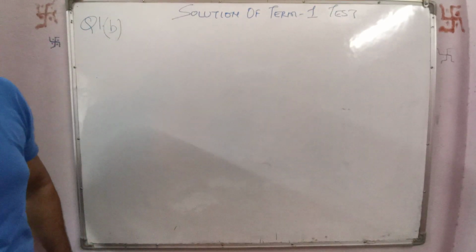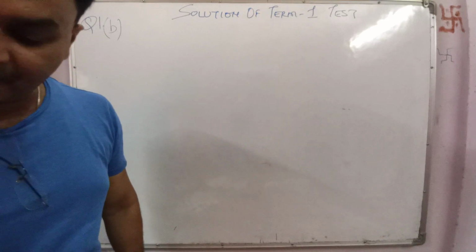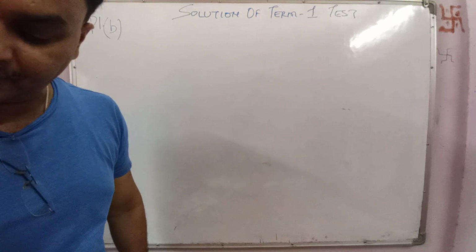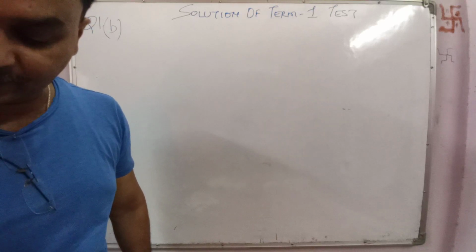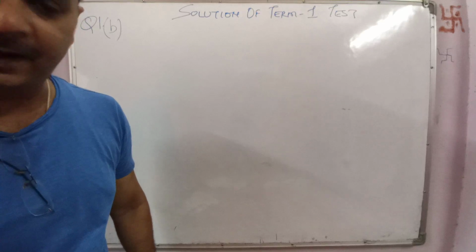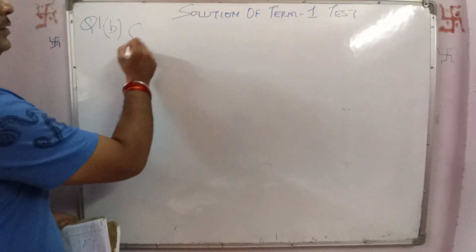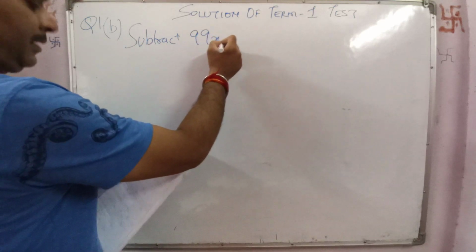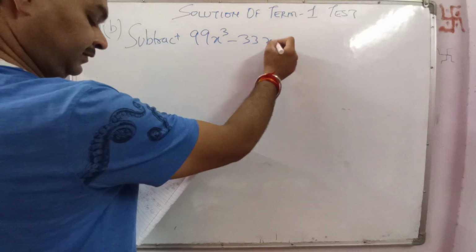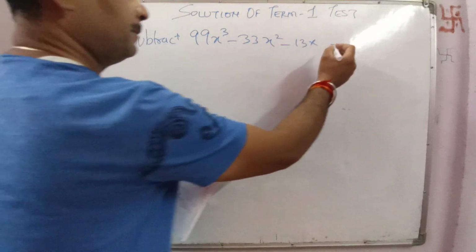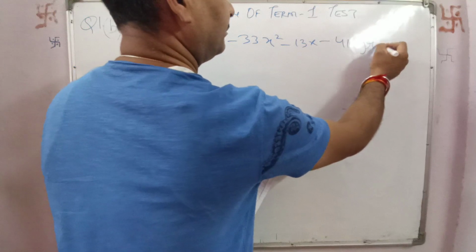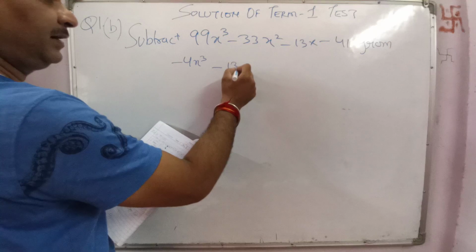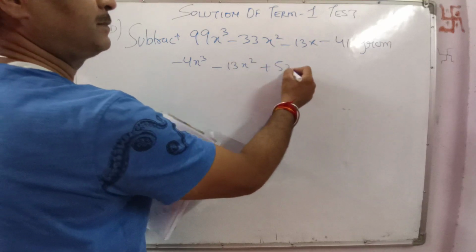Okay, B part. The question was what must be added to the polynomial 99x cube minus 33x square minus 13x minus 41 to get minus 4x cube minus 13x square plus 5x plus 8. So in this we need to subtract 99x cube minus 33x square minus 13x minus 41 from minus 4x cube minus 13x square plus 5x plus 8.